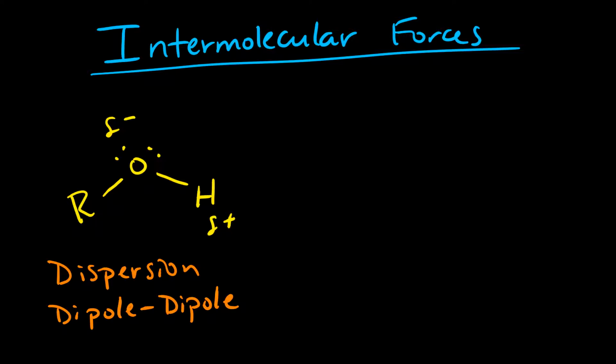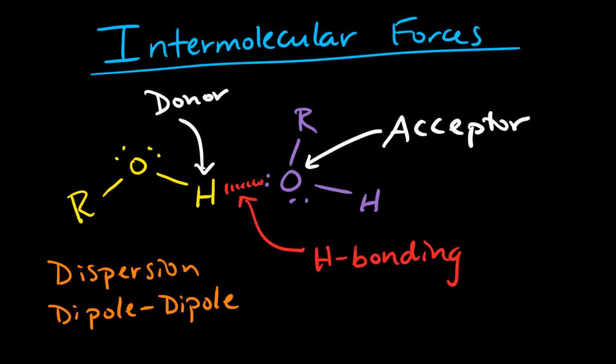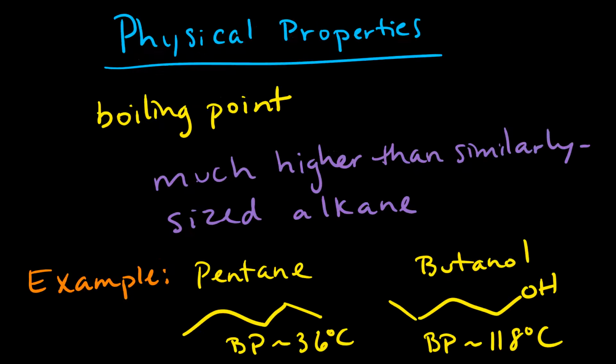Alcohols exhibit, of course, dispersion and also dipole-dipole interactions. But alcohols can also exhibit hydrogen bonding. They have an H bond donor and an H bond acceptor. So this hydrogen bonding is going to have consequences on the physical properties of alcohols.